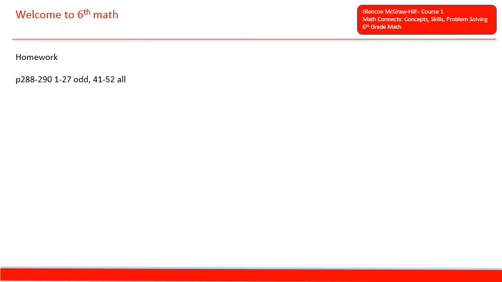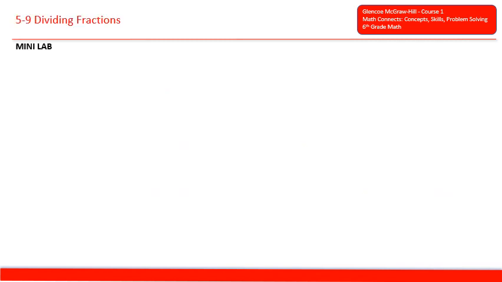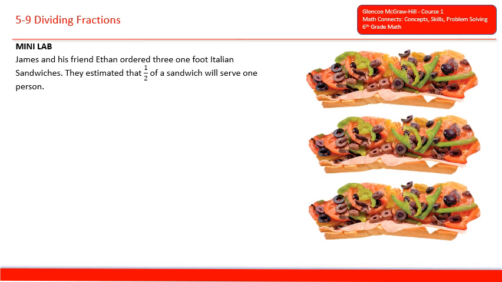Welcome to sixth grade math. Mini lab: James and his friend Ethan ordered 3 one-foot Italian sandwiches. They estimated that half of a sandwich will serve one person. How many half-sandwich servings are there?